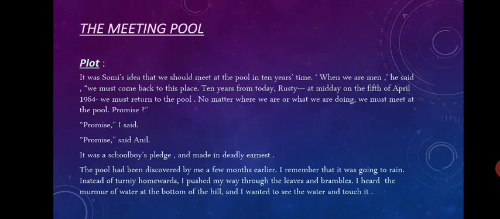On the way to the forest, he saw brambles. Brambles are wild thorny bushes that produce blackberries, bushes that have thorns. While he was going deep inside the forest, he heard the murmur of water. He was attracted by the soft flowing sound of the water at the bottom of the hill and started following the source of the sound. He wanted to see the source of the water and touch it. So he started heading towards the sound.